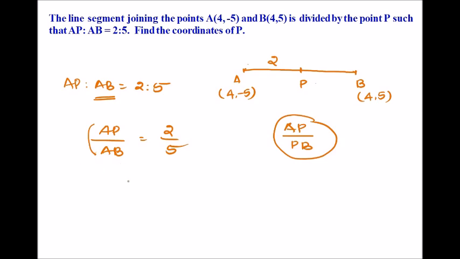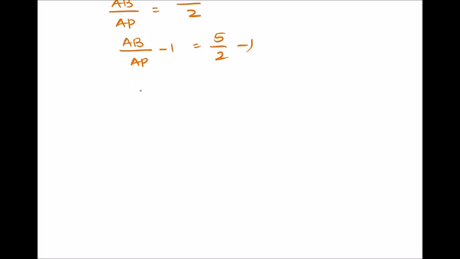So we need to reciprocate this, that is AB by AP is equal to 5 by 2. Subtract 1 from both sides, we will get AB by AP minus 1 is equal to 5 by 2 minus 1. Solving this, we will get PB by AP is equal to 3 by 2.